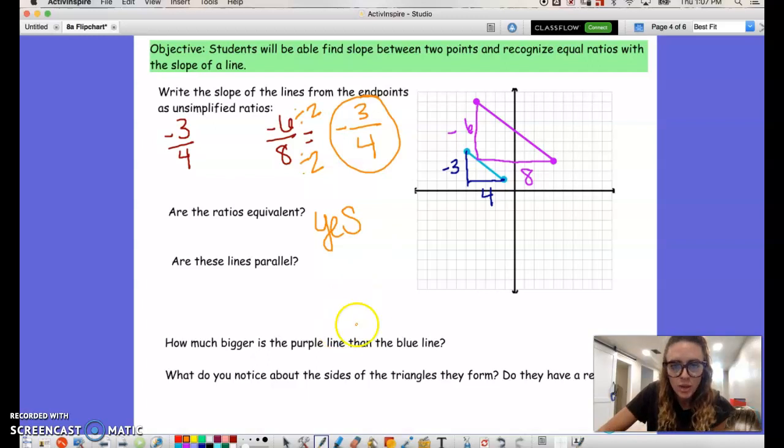If I were to move, let's see if I can do that. If I were to move this line on top of this line, they should be the same, right? These are the same slope. So yes, they are parallel.